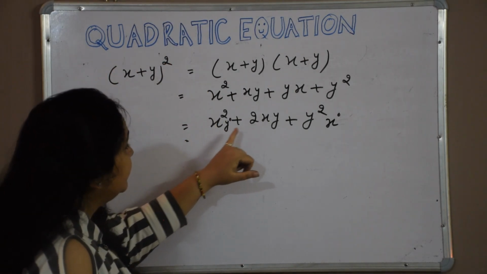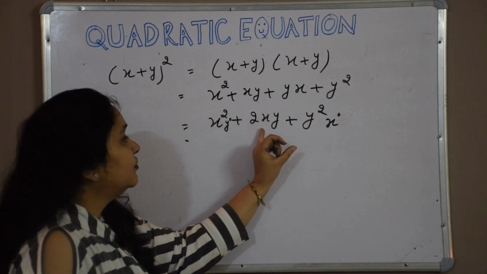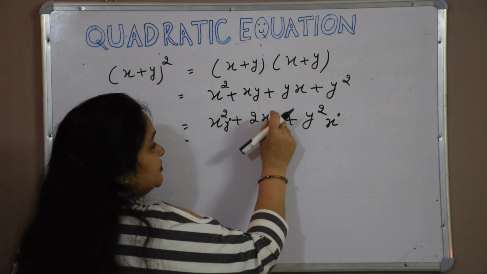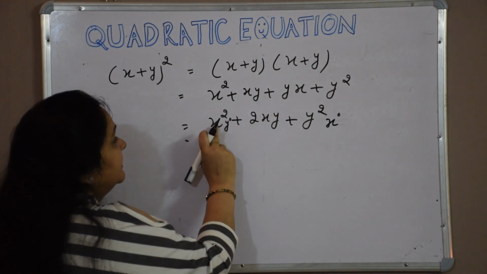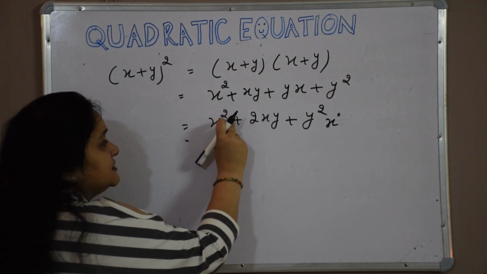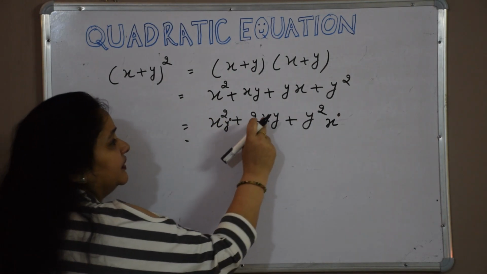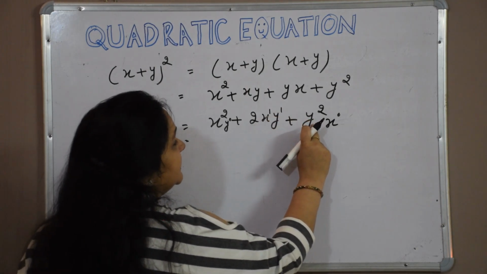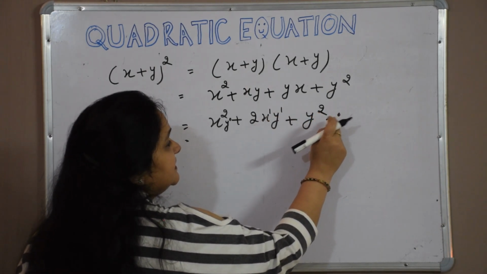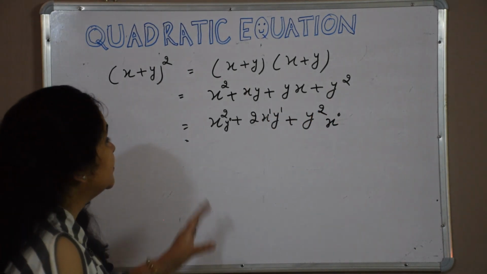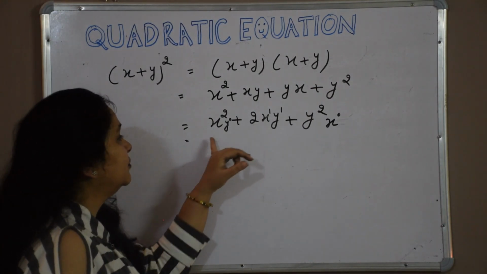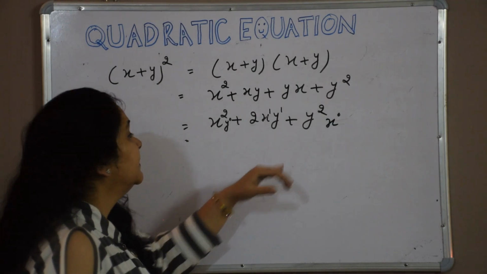So everywhere the sum of the power, sum of the exponent should be 2. Here x raised to power 2, y raised to power 0, so 2 plus 0, 2. Here 1, 1, both are having power 1, 1. See, it is 2. Here y raised to power 2, x 0, 2 plus 0 is 2. So everywhere in each term we should have the total sum of power as 2.